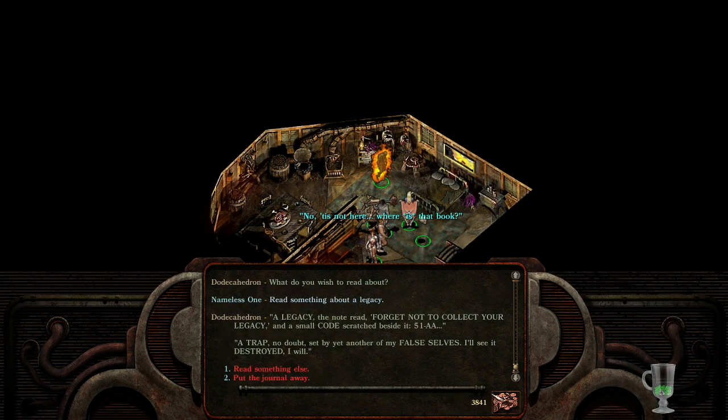A legacy. The note read, "Forgot not to collect your legacy." In small code scratched beside it, 51AA. A trap, no doubt, set by another of my false selves. I'll see it destroyed. I will.